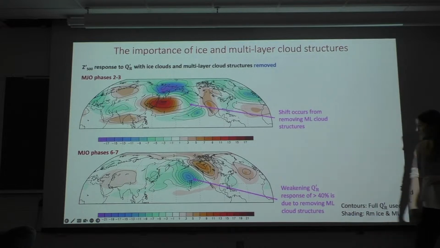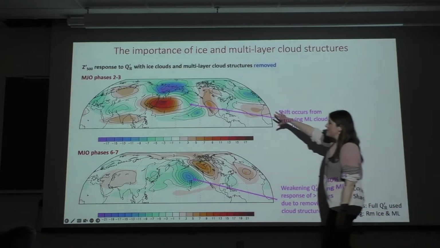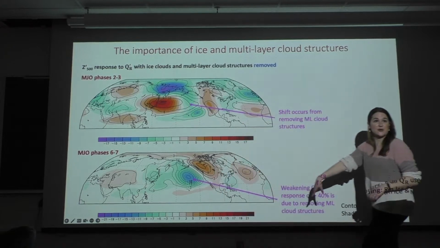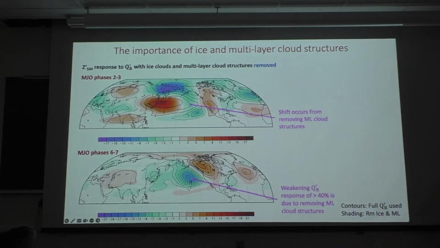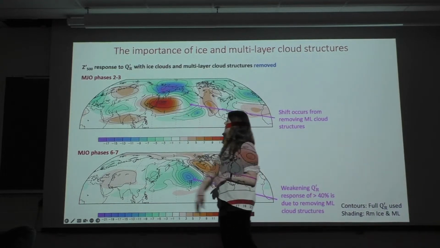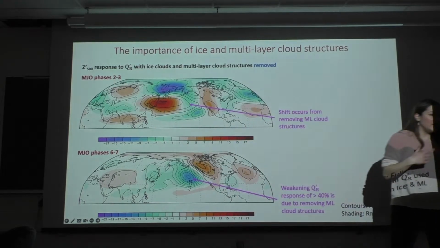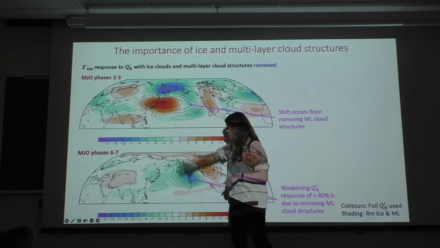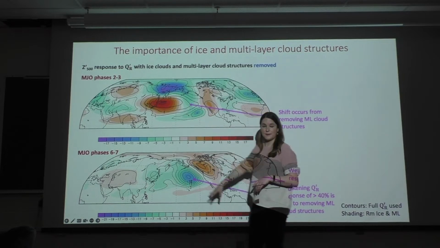And we find that this shift, as well as this weakening, is entirely due to removing the multi-layered cloud structures. We find that the role of the ice clouds is essentially to magnify this response, whereas the role of the multi-layered cloud structures appears to impact the circulation over the Northeast Pacific region.